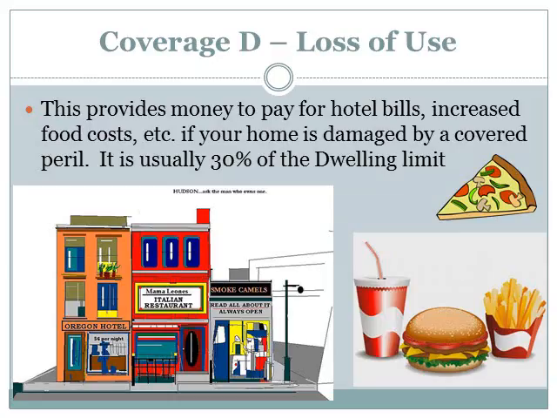The fourth coverage part is coverage D, loss of use, and this coverage part is what gives you money to take care of extra expenses or extraordinary expenses you have because you've had a covered loss to your dwelling.